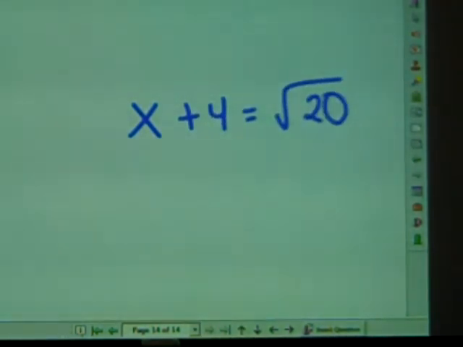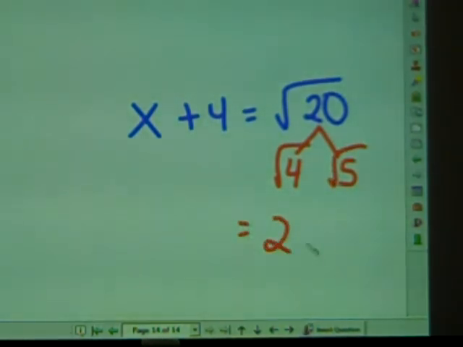Okay, moving on. We need to simplify the square root of 20. So what is the perfect square that would go into 20? We're talking about 5 times 4. 4 is a perfect square. The square root of 4 equals 2. So the square root of 20 becomes 2 square root of 5.